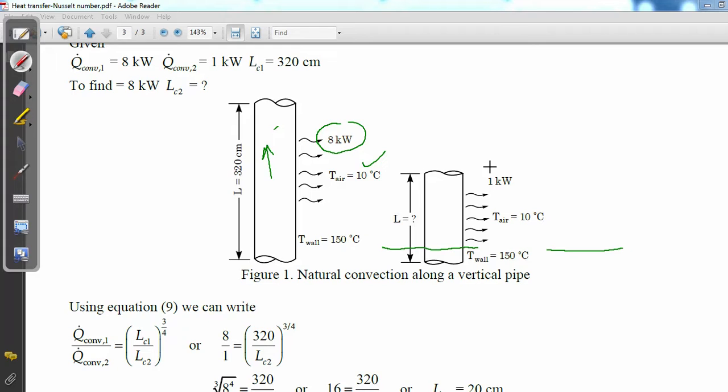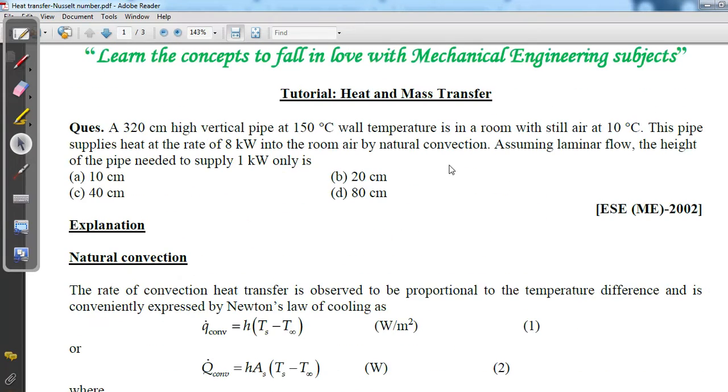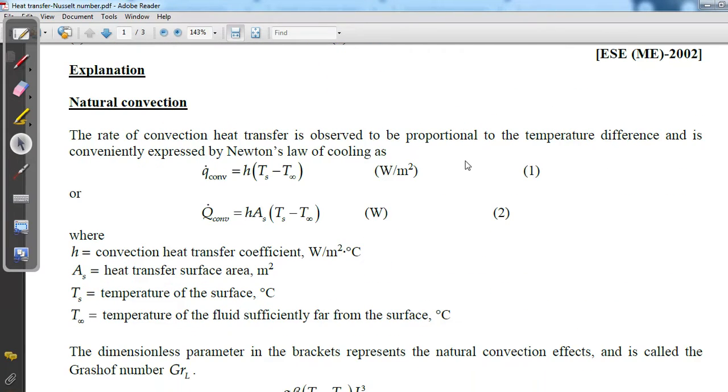So now it is saying that we don't need 8 kilowatt, we just need 1 kilowatt. Other conditions remain the same. Okay, so what will be the length of the pipe? So this is the question. Now to solve this question we have to study some theoretical concepts and some formulas. So for that, let's study it.